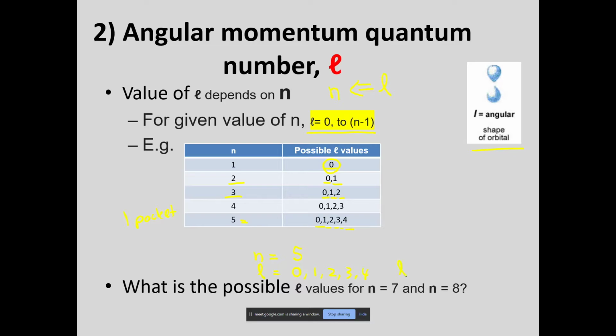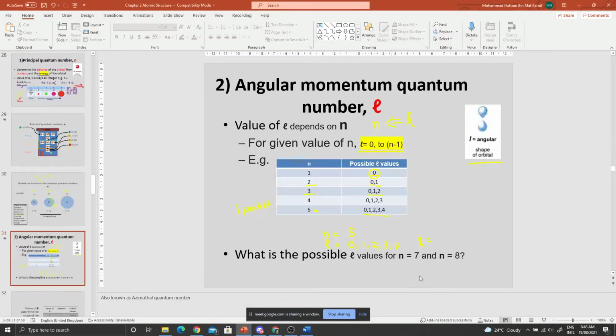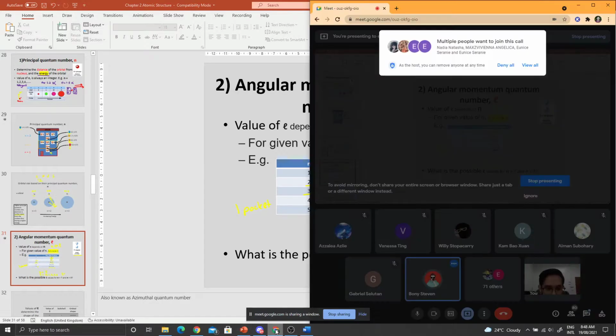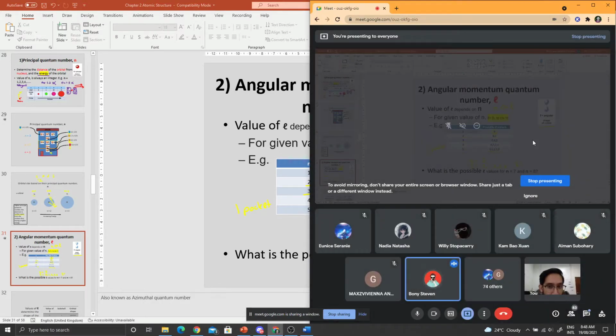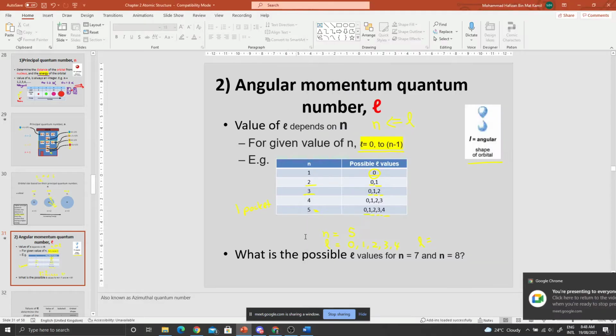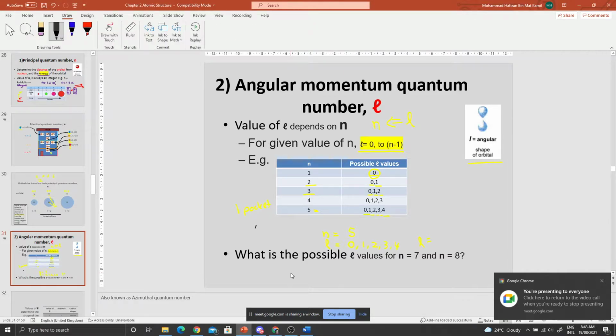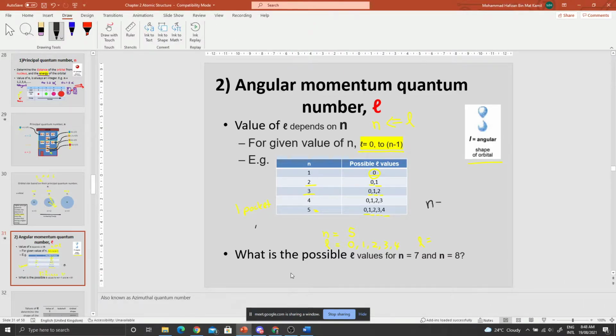So what is the possible L value untuk n equal to 7? Okay, n equal to 7 and n equal to 8. Sir, boleh tak tukar warna pen tu? Warna kuning tak berapa jelas lah, sir. Tak nampak ya? Okay, tak apa, saya tukarkan. So n equal to 5, L should equal to 0, 1, 2, 3, 4, which is 0 sampai n minus 1.